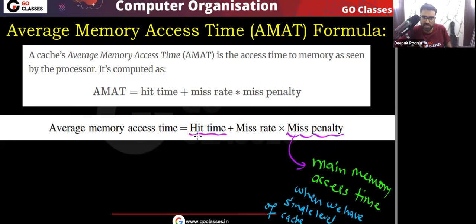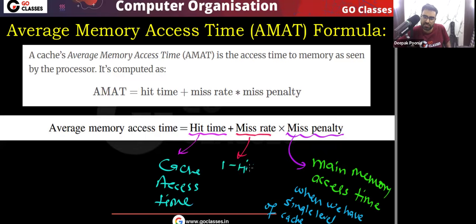What is this hit time? This cache hit time is the same as cache memory access time. And this miss rate is the cache memory miss rate, which is the same as 1 minus hit rate. So that's it. Now you can just apply this formula and you can get your answer.